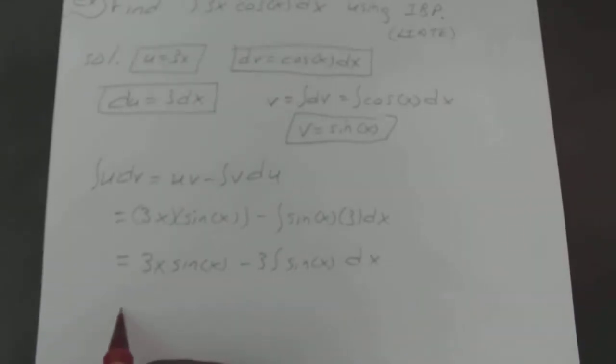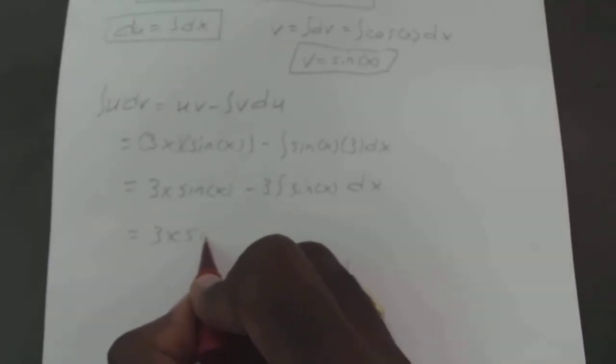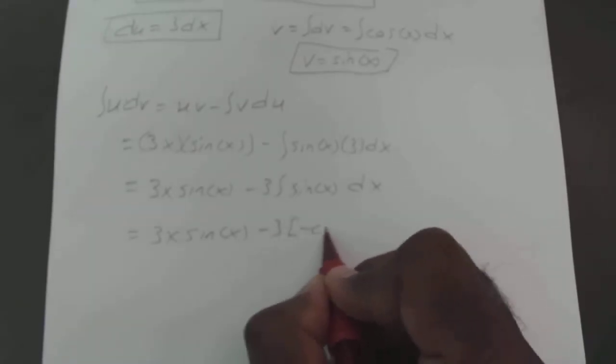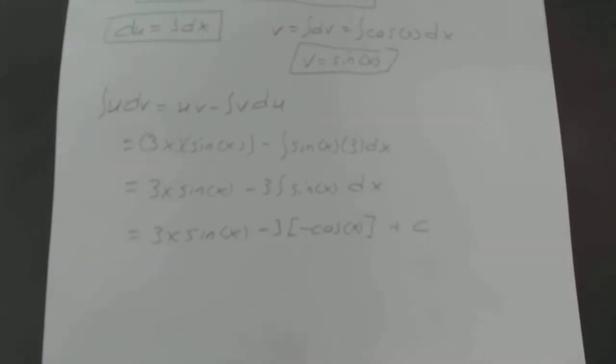The integral of sine of x is negative cosine. So that's the 3x sine of x minus 3 negative cosine of x plus c. Okay, so this actually just becomes 3x sine of x plus 3 cosine of x plus c. Bring that up some.